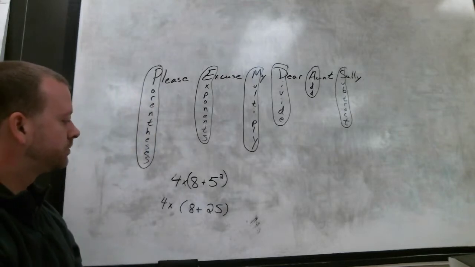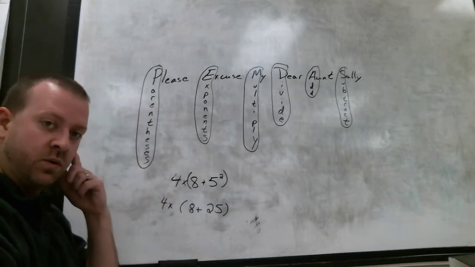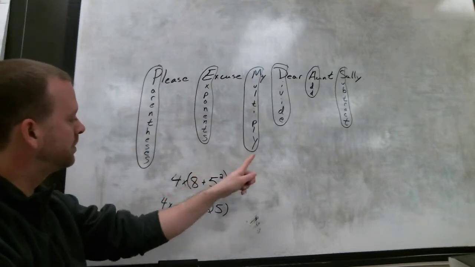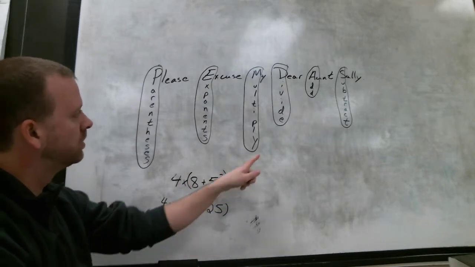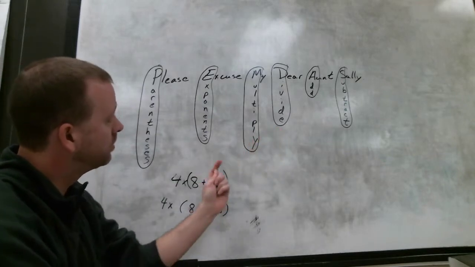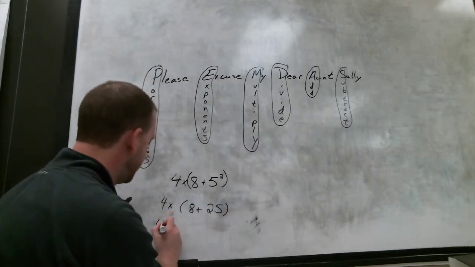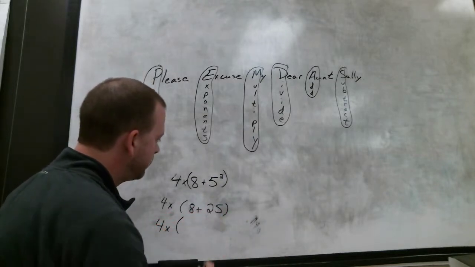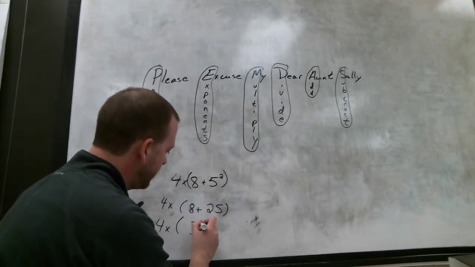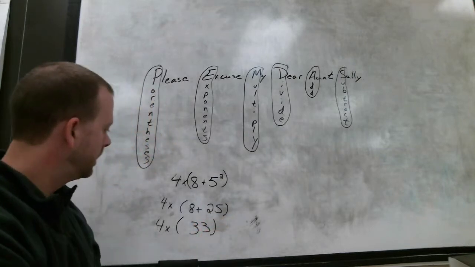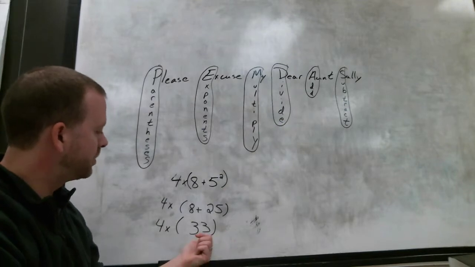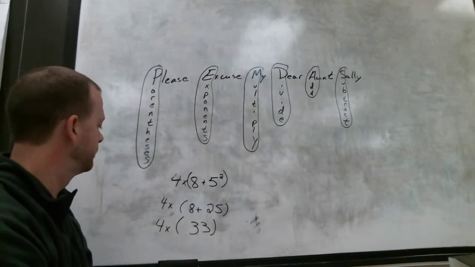All right. Now I'm going to continue in my parentheses. I'm going to go to the next step. Do I have anything to multiply? No. Do I have anything to divide? No. Do I have anything to add? I do. So I do that. So I rewrite it again. 8 plus 25 is going to give me 33. There we go. Do I have any subtraction to do in that parentheses? No, I do not. Okay?